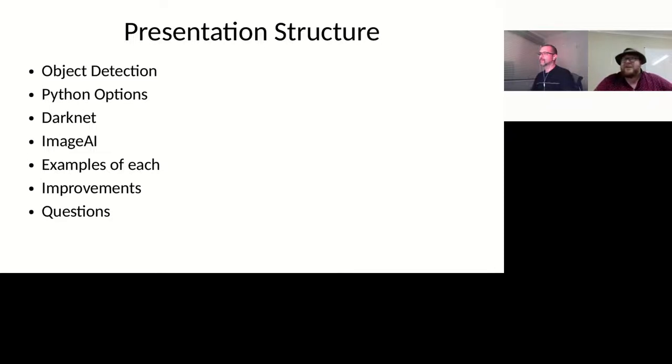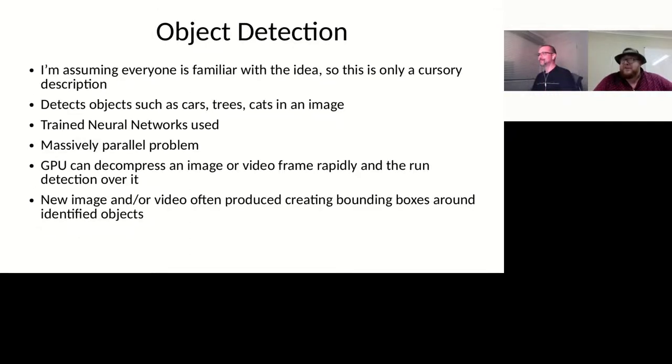Now, it's left me having to learn many different technologies. Object recognition, or object detection and classification, properly called, was certainly one of the more difficult ones to actually get functioning. I'm assuming everyone's familiar with the idea of object detection. I'm not going to try and challenge anything Peter says. On the simpler level, since this is a high-level library, which I definitely like, it detects objects such as cars, trees, cats in an image.